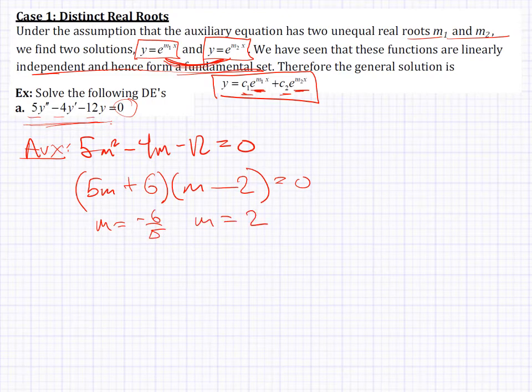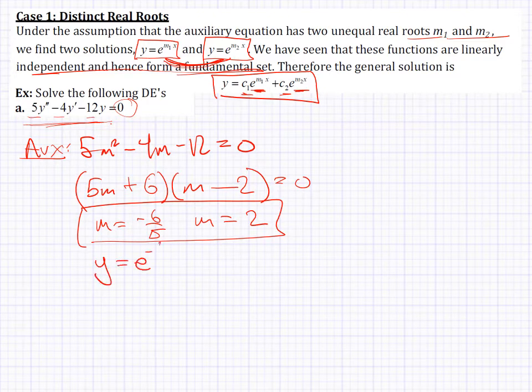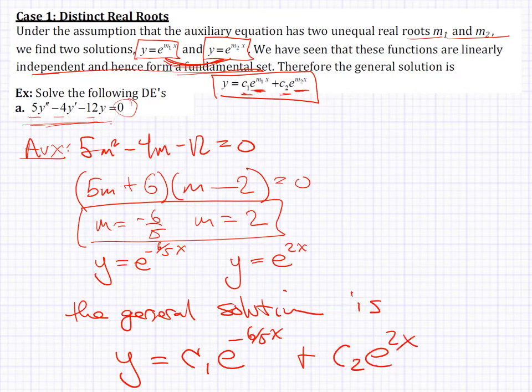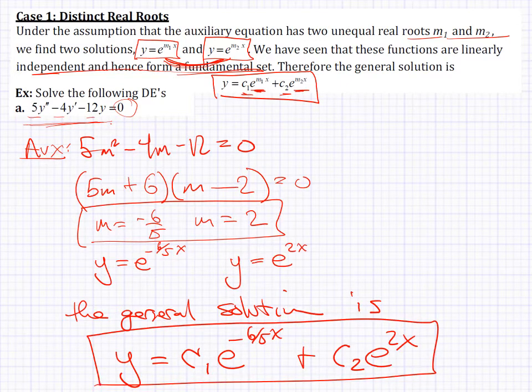So notice that we get two distinct real solutions to the auxiliary equation. So that tells me that y equals e to the negative 6/5 x is one solution to the differential equation, and y equals e to the 2x is another solution. So therefore, the general solution is y equals c1 e to the negative 6/5 x plus c2 e to the 2x. That whole thing will solve the differential equation.